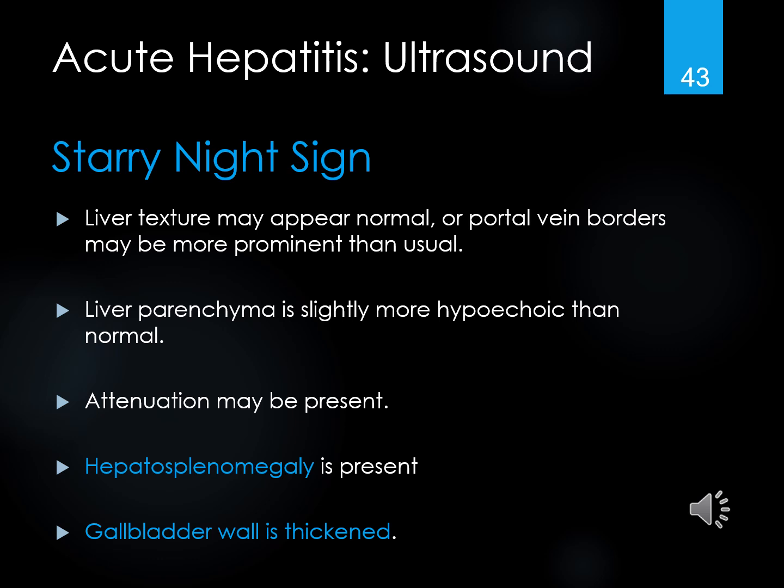Attenuation may be present. Hepatosplenomegaly is present. We see hepatosplenomegaly only with 3 of the conditions listed in our liver pathology notes. We see it here with acute hepatitis. We'll see it in early cirrhosis, and we can also see it in what I like to call small cirrhosis, the schistosomiasis. So we'll touch on those later.